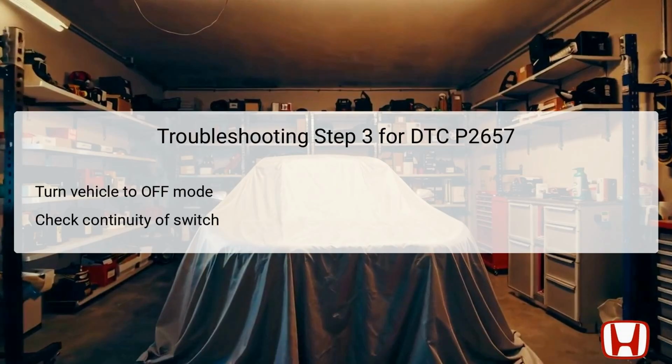Conversely, if continuity is absent, replacement of the rocker arm oil pressure switch is necessary to resolve the high voltage issue reflected by the DTC. In the fourth step of troubleshooting, you will check for an open in the VTMB2 line, which is critical for the proper functioning of the rocker arm oil pressure switch.